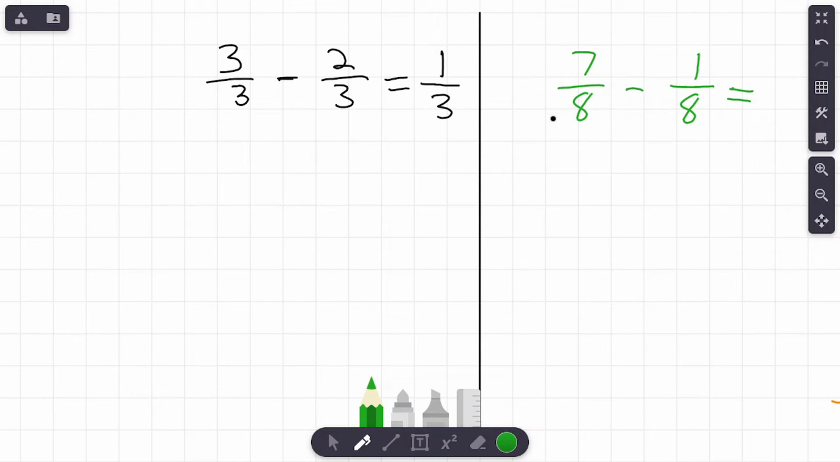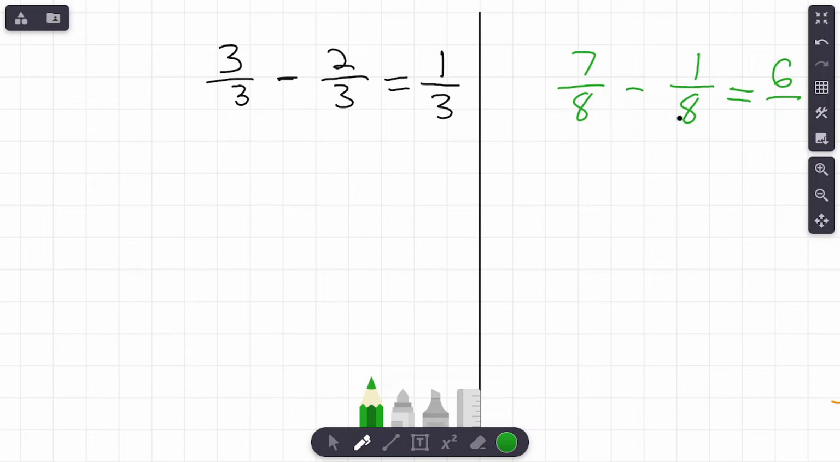Next thing you should do, make sure you pause the video, picture what this looks like in your head, what 7/8 looks like, and what it looks like when we subtract 1/8. Make sure you can see that. After you can see it in your head, let's subtract it. 7 minus 1, subtract the numerators. 7 minus 1 is 6.